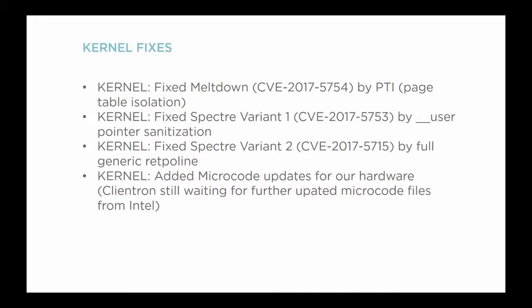Because we support such a lot of use cases and software, we have to do a lot of fixes. But the most important fixes were, of course, Meltdown and the two Spectre variants, which we have now. And they're fixed in the Linux kernel, and we also received microcode from the processor vendors for our hardware. And we're still waiting for some more updated microcode files for third-party vendors' hardware.